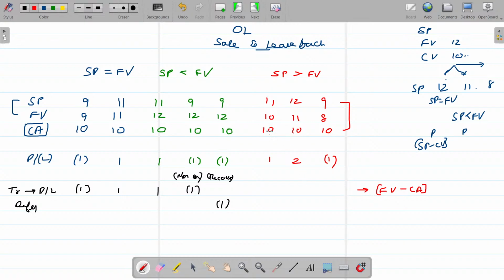See, fair value 10, sold for 10: no profit, no loss. 10 sold for 11, 1 rupee is the profit. 10 sold for 8, 2 rupees is the loss. Sale value beyond fair value always has a hidden agenda, something hidden there. That will be deferred. So here 10, 11, 1 rupee will be deferred. Clear? These are the three scenarios. This question is very often asked.